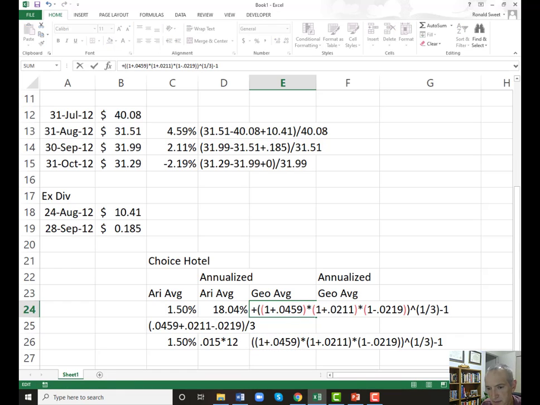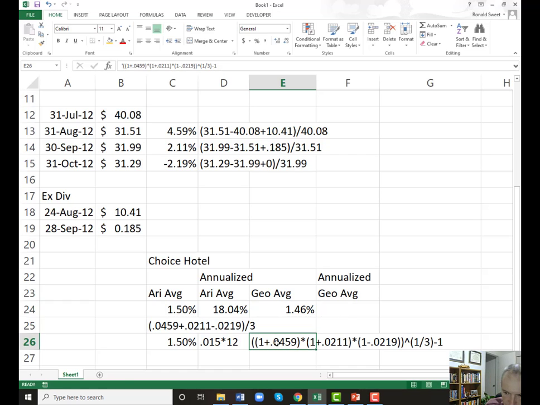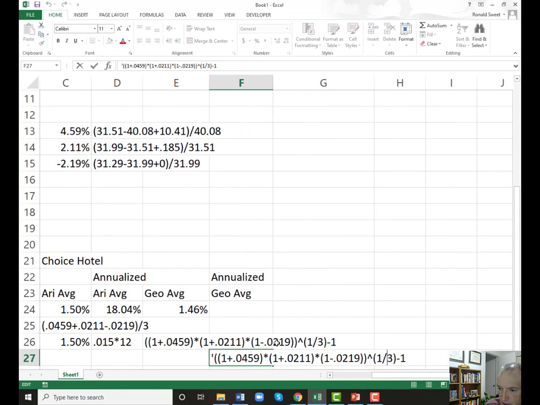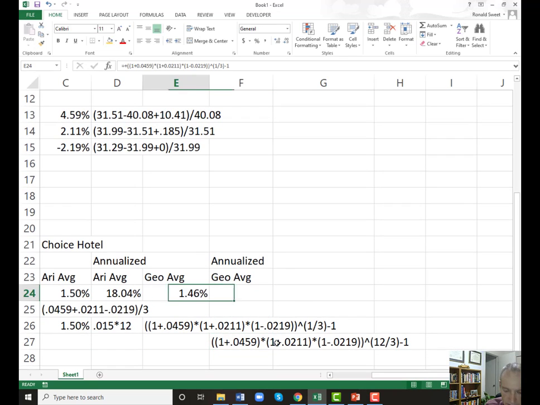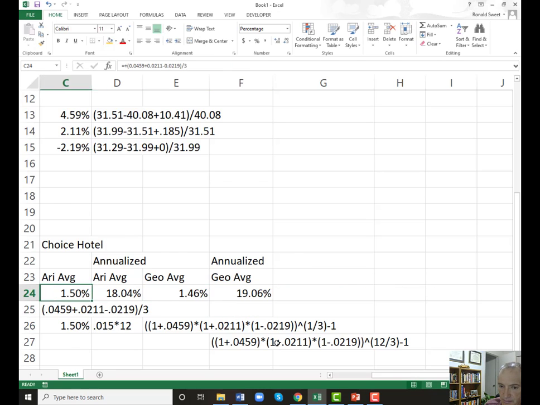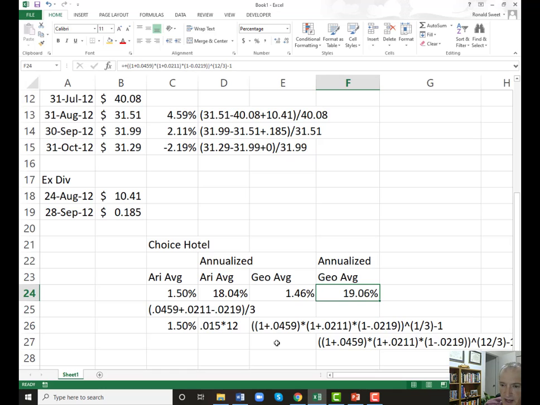So it must be lower than 1.5%. And so when we do the math, sure enough, it's slightly lower than 1.5%. And then the geometric average, it's the exact same thing again, except we're still going to divide by 3, but we're going to take it to the 12 over 3. So we can just copy that formula over and do 12 over 3. So 19%. You notice here the annualized number is higher.